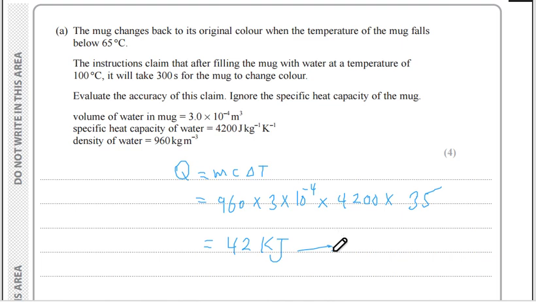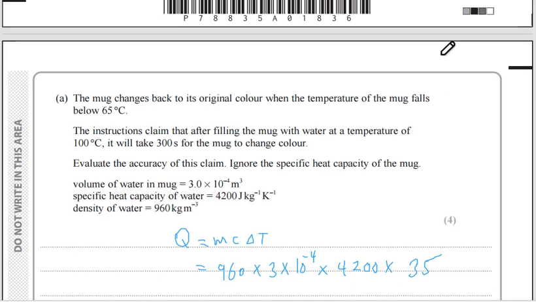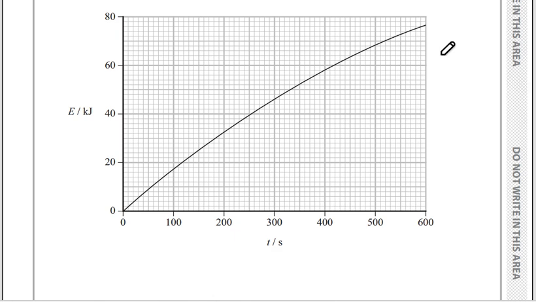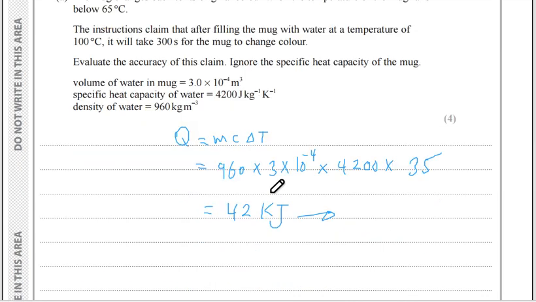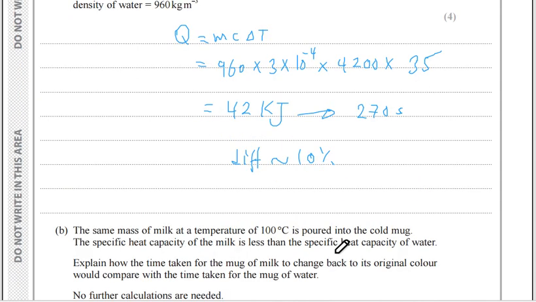And if we go to the graph, we can find that this 42 is here. Each very small square is equal to 2. So 42 is just one very small square above 40, and it makes the graph here at almost 270. So this takes 270 seconds. Again, the difference is about 10%, big difference. So I'll choose not accurate conclusion.